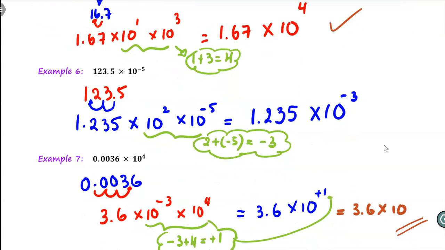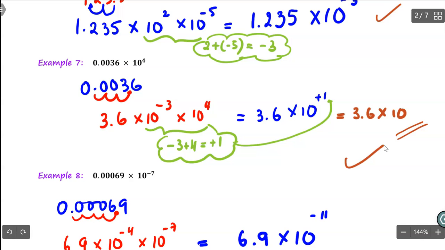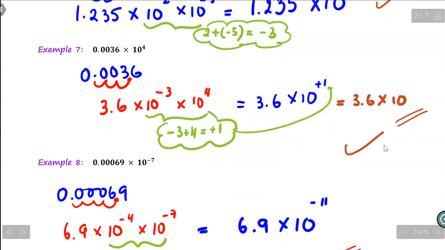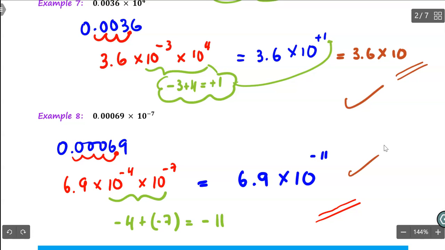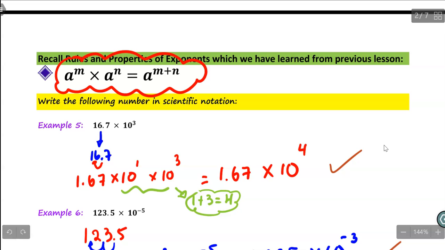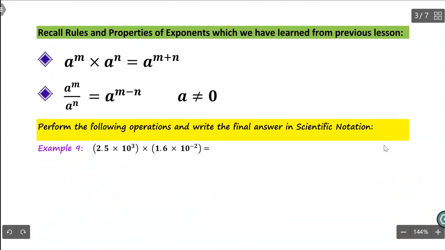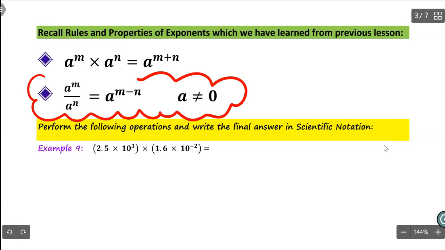I hope everyone prints the workbook and works on this at the same time with me. All right, and then we have this as negative 11. So don't forget this formula: when you multiply two powers with the same base, you add the two exponents. Now we are moving on to where I am going to ask you to recall this formula: if you divide two powers with the same base, you subtract the exponents.